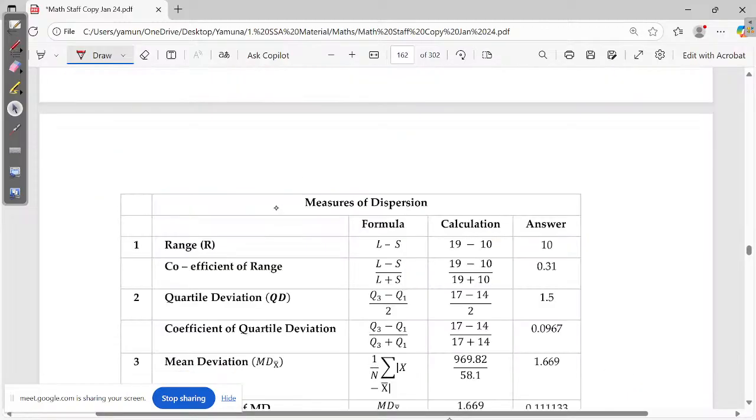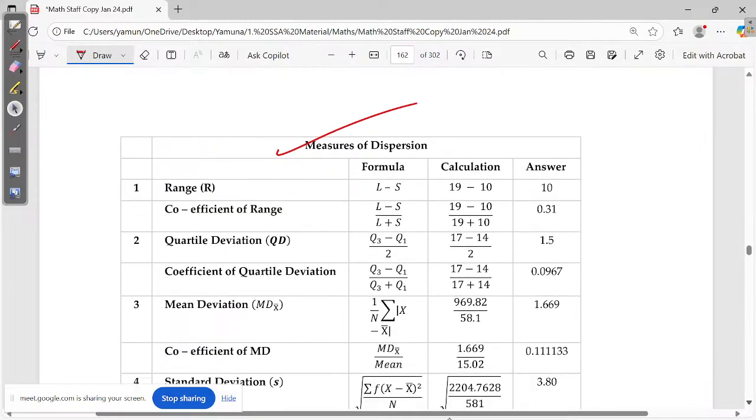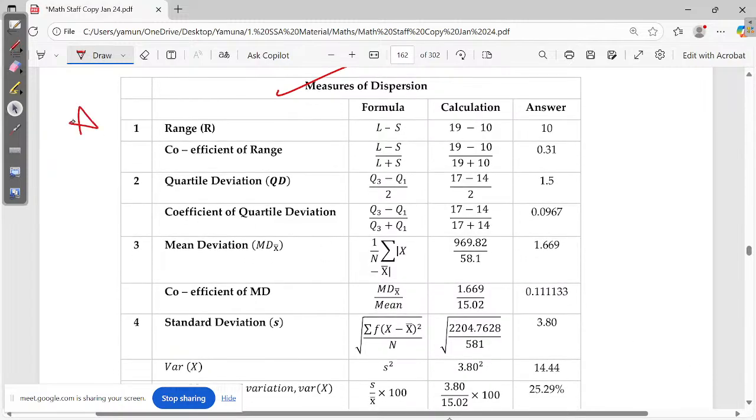Yes, you can do measures of dispersion. That's all for today, I think. You complete this, today's session is over. Measures of dispersion, you know, right? The same application. Range, you will find largest minus smallest. Coefficient of range, L minus S divided by L plus S. Actually, you can multiply by 100. If you multiply by 100, you'll get the answer as 31%. Quartile deviation, we have already found Q3 minus Q1 and Q3. So just substitute over here for the coefficient of quartile.